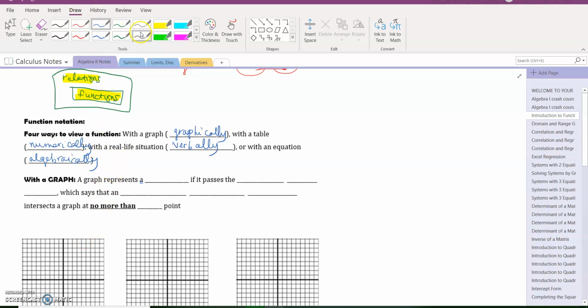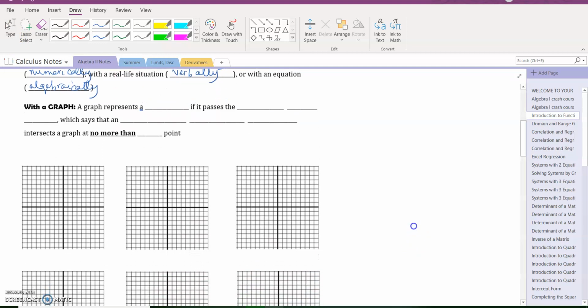Now, function notation that you're going to need to use, which you're already familiar with, just a reminder, instead of always saying y, we might sometimes say f of x. They are interchangeable, and you should be familiar with using both. So we're going to do the first way here graphically.